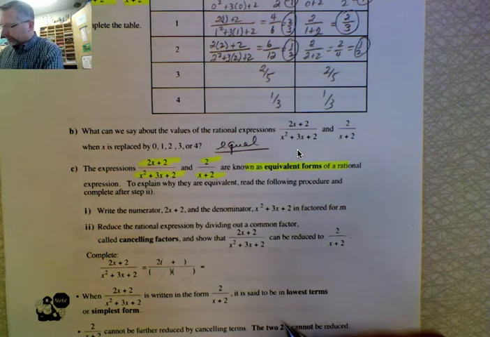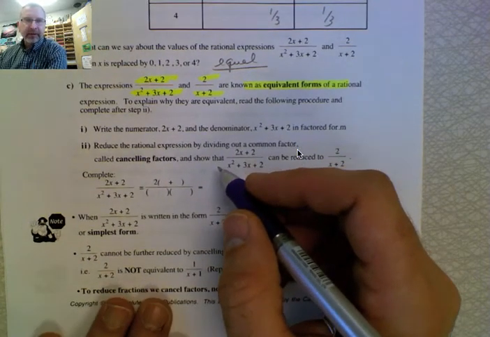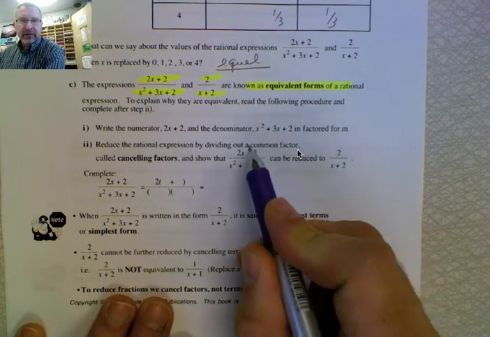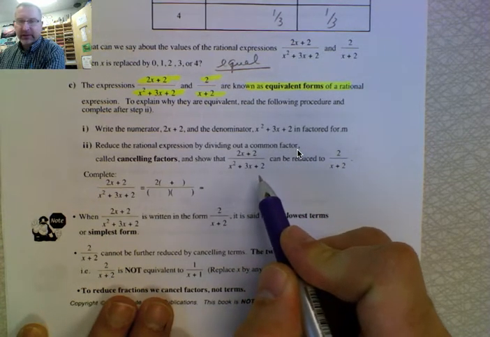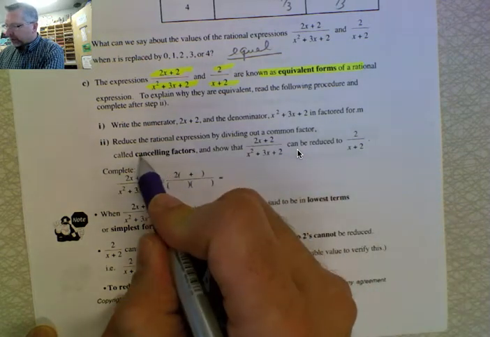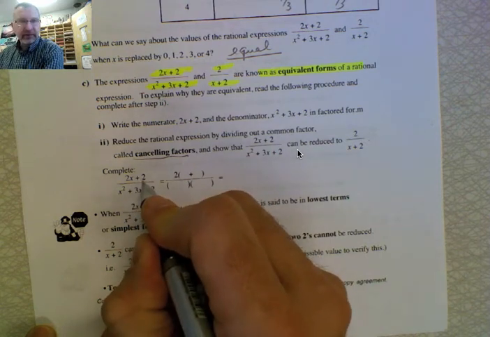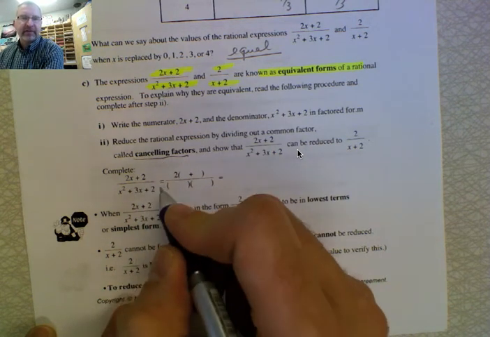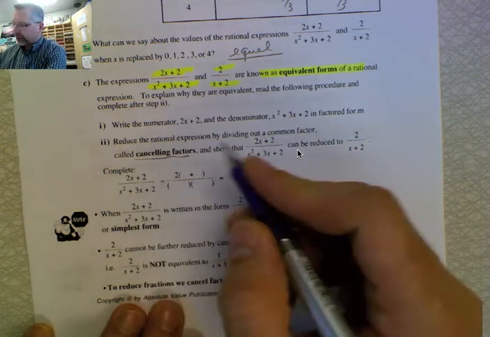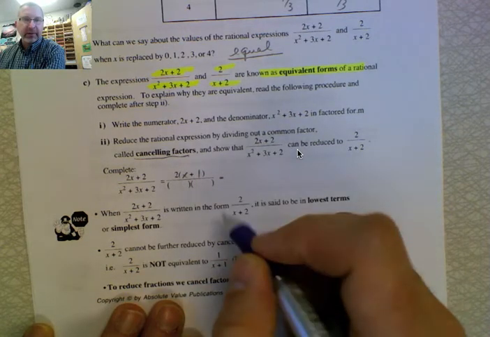So what we're going to do next is look at simplifying that left-hand expression. We're going to look at simplifying 2x plus 2 over x squared plus 3x plus 2. How do we simplify? We have to factor. We have to cancel out any common factors that are there. So if we factor the numerator here, the first type of factoring you always try to do is take out a common factor. So we can take out a common factor of 2 and we're left with x plus 1.